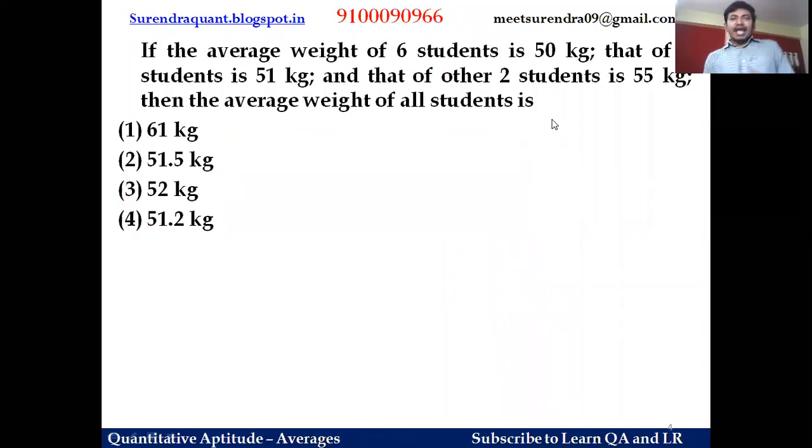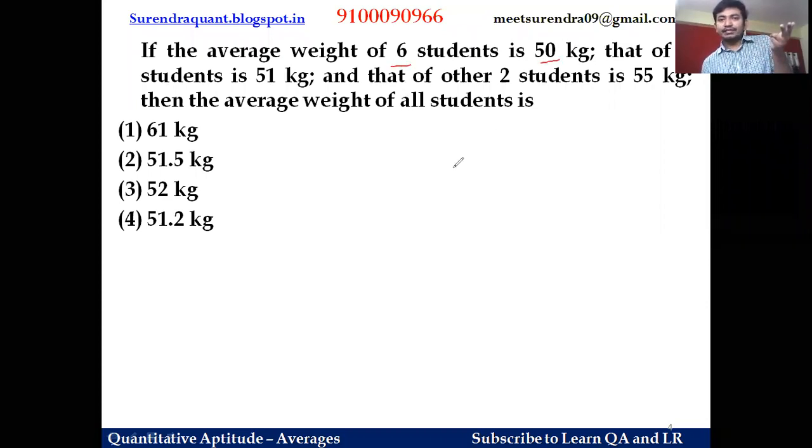If the average weight of 6 students is 50 kg and that of 2 students is 51 kg and that of other 2 students is 55 kg, then the average weight of all students is what? Again, simply the same process. 6 students' average is 50, right? Simply in our mind, 6 into 50, 300.